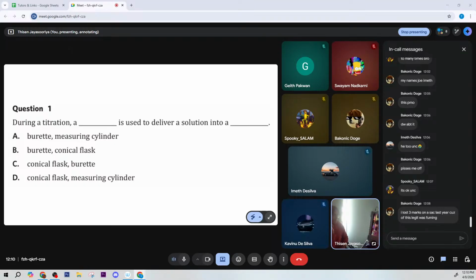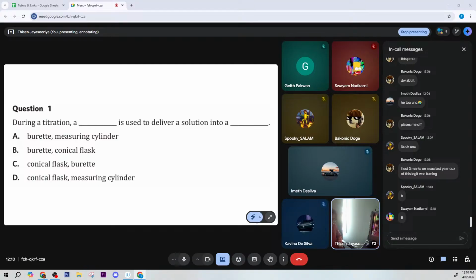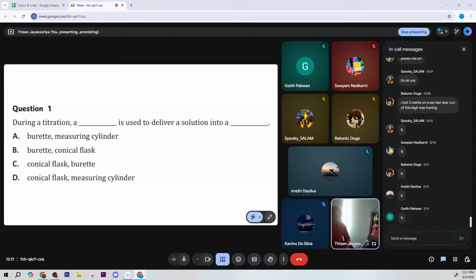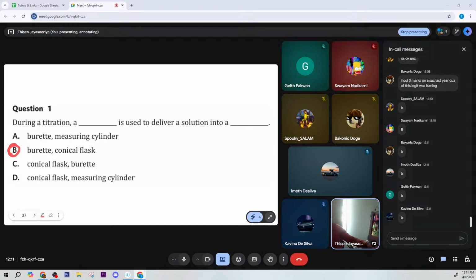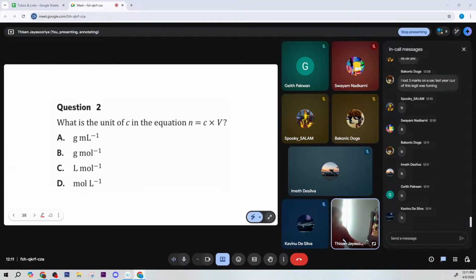During titration, a burette is used to deliver a solution into a... What is happening? Is it A, B, C, or D? If two people say B, anyone else have B? B. Okay. So here the answer option is just B.